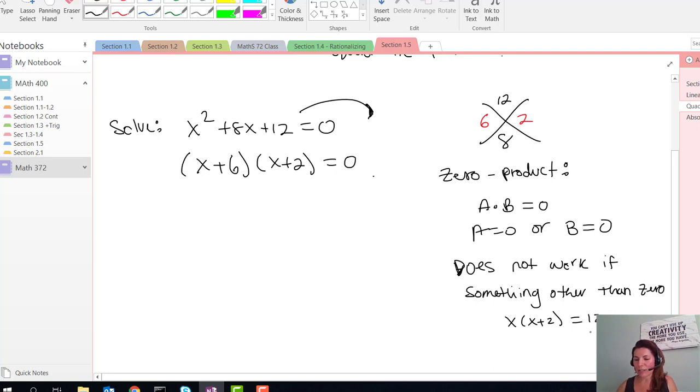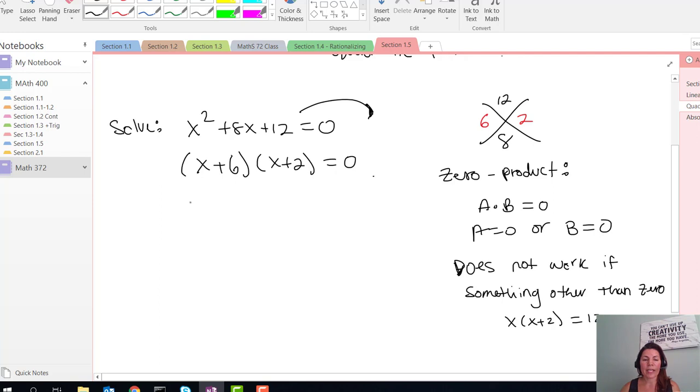In this case, the factors of 12 are 12 times 1, 1 times 12, 2 times 6, 6 times 2, 4 times 3, 3 times 4, and so on. But you can't say that. The only time that this works is if it's equal to 0, because then you know if you're multiplying two things to equal 0, one of them has to be 0 in order for us to get the product.